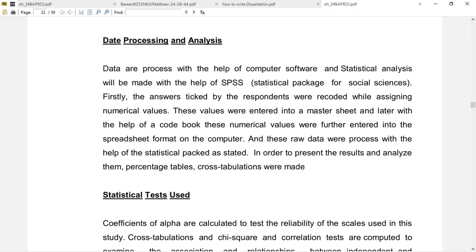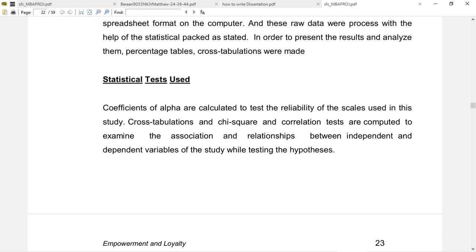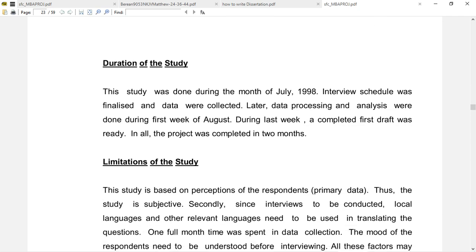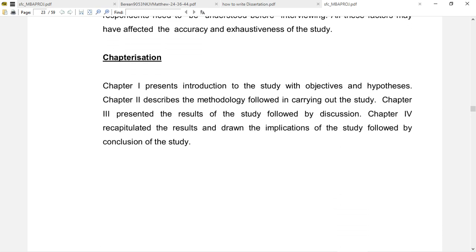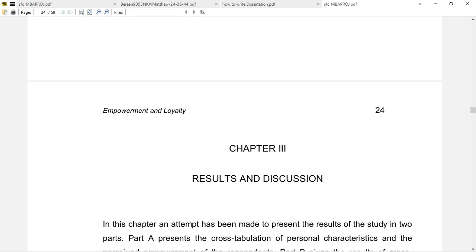Data processing and analysis. I've used the software and then I've developed all of that. I mentioned it. Then what are the statistical tests used? Correlation I've used, chi-square I've used, and the alpha coefficient. Correlation and chi-square are used to test the hypotheses. Then the duration, the limitations of the study, then chapterization, how many chapters. That's it.